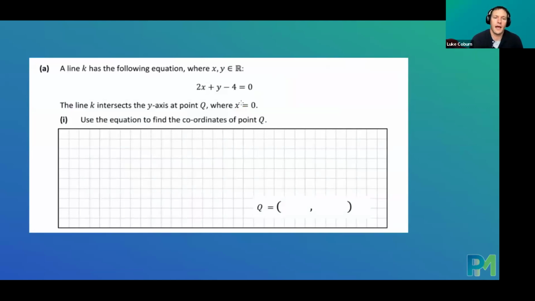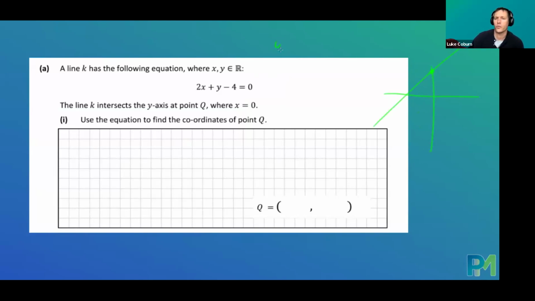The line K has the following equation, where x and y are elements of R. Line K intersects the y-axis at the point where x is equal to 0. Use this equation to find the coordinates of the point Q. So what they're saying is, if this is the line, this is the x and y-axis. Imagine that's the line. They want us to find that. Now, how do we find that?